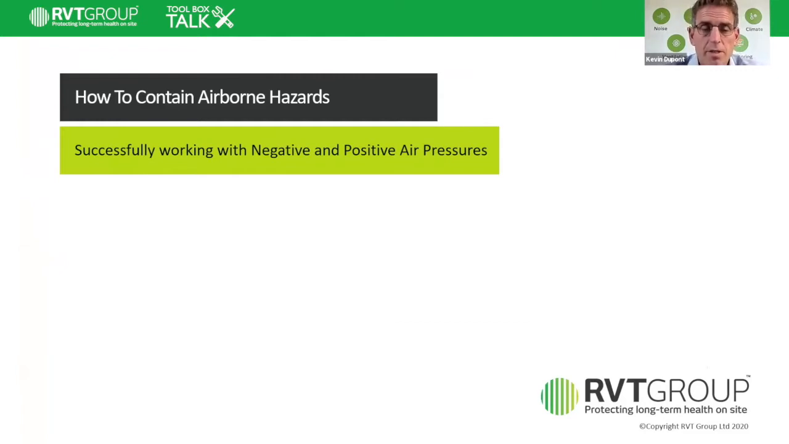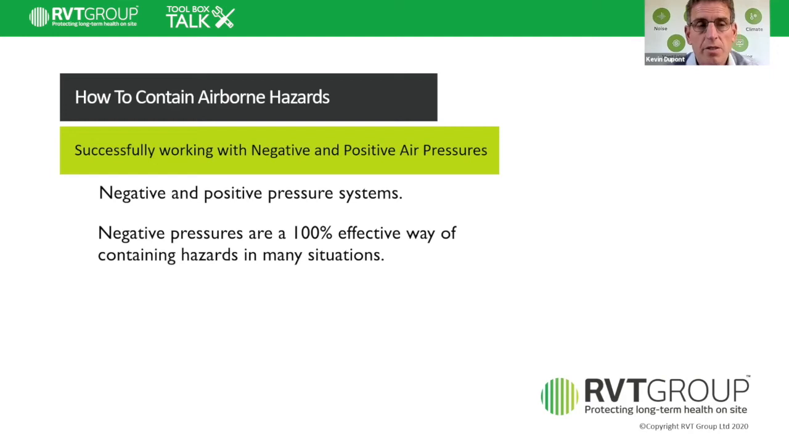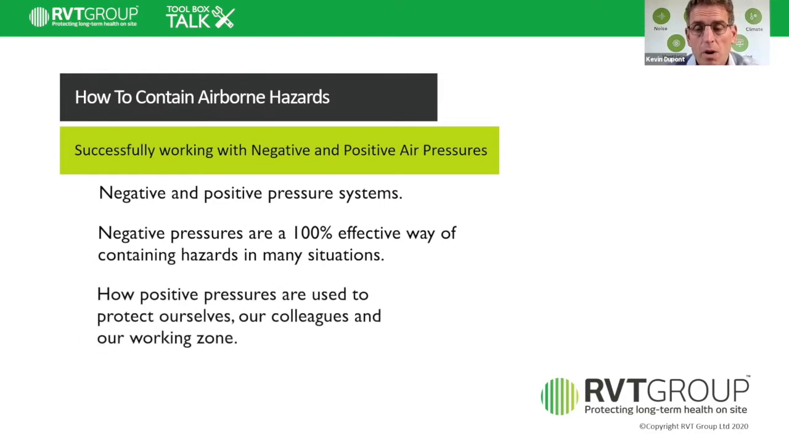Today, we're going to be focusing on negative and positive pressure systems. You'll probably be aware, especially of negative pressure systems being used by contractors like asbestos contractors with good reason. It's a very 100% effective way of containing hazards in a lot of situations. Also positive pressure as well, how that can be used, especially in the construction industry, protecting often our clients' interests.